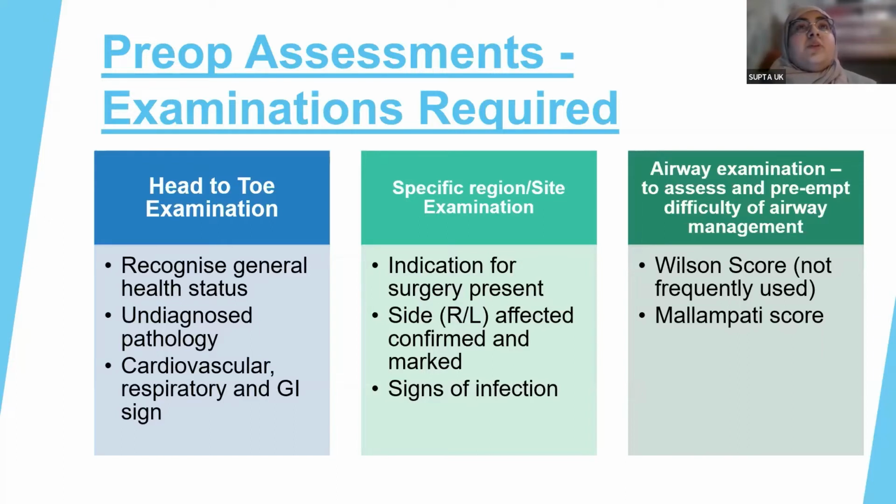If so, we might want to give prophylactic antibiotics earlier, or different types of antibiotics, or they may even delay the surgery. And then you want to consider doing an airway examination. The two that a student would be expected to know are the Wilson score or the Mallampati score.